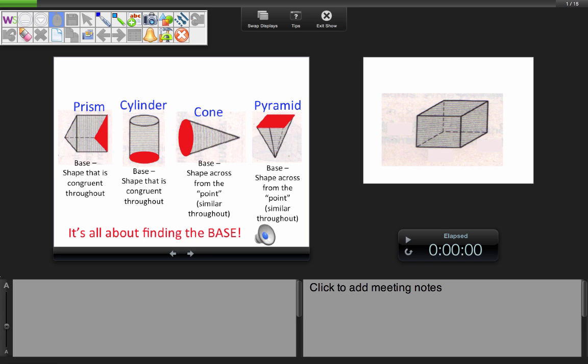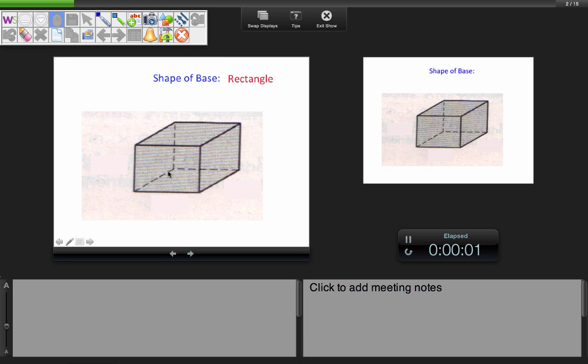And I'm going to keep saying that over. It's all about the base. I'm not going to sing that for you, but I'm going to keep saying it over and over again. It's all about finding the base. Oh, I get it now. See, now you get it.